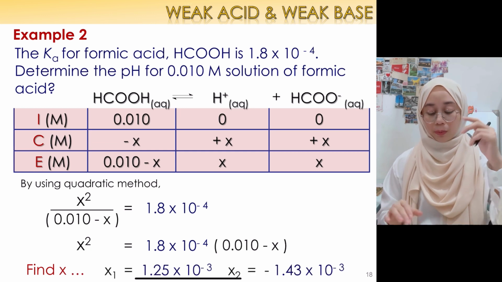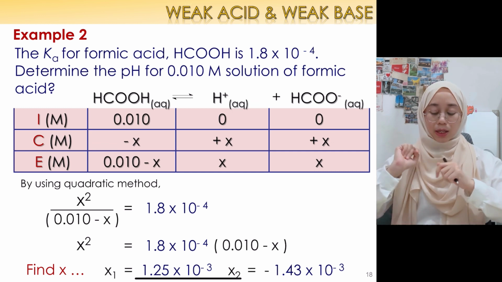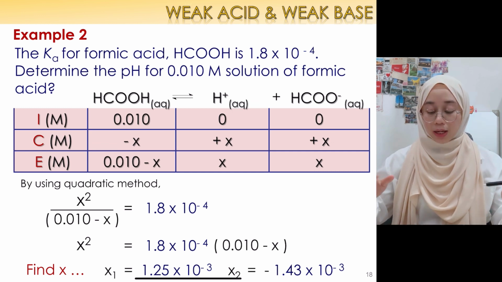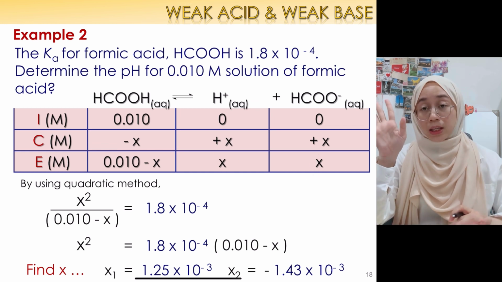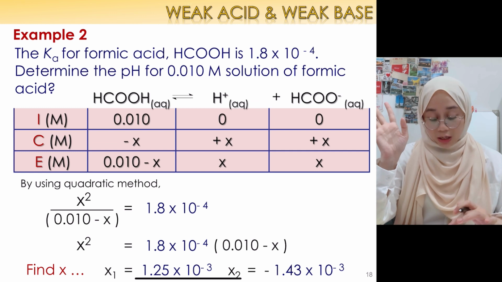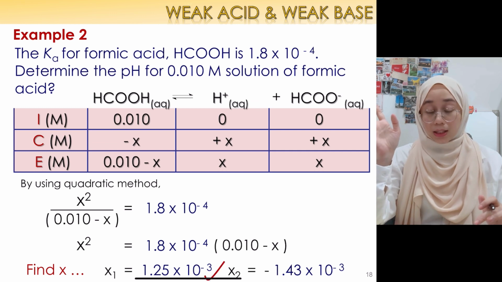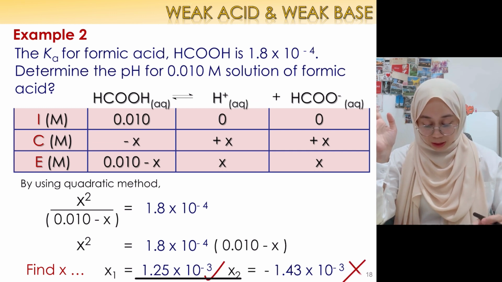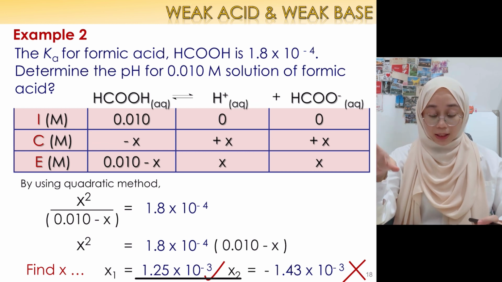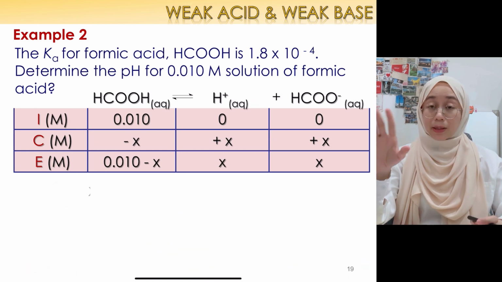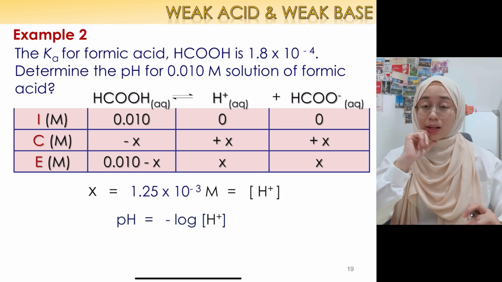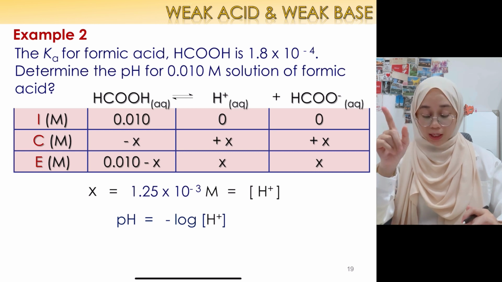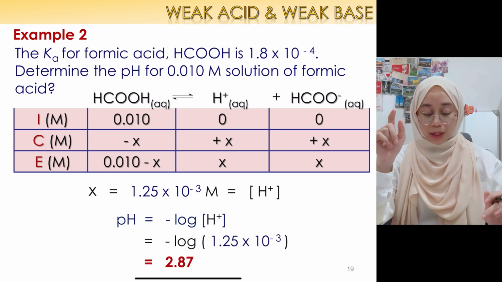So kita akan dapat 1.25 exponent negative 3 and satu lagi adalah negative 1.43 exponent negative 3. So since dekat sini just x kat sini, so x2 obviously kita boleh reject terus je. Okay, so we accept the value of x1 je dekat sini. So yang sebelah ni salah. Okay, so since now kita dah ada value of x, so the value of x is basically the concentration of H plus class. So kita boleh terus selesaikan by using the pH punya formula. So masukkan, so kita akan dapat 2.87.